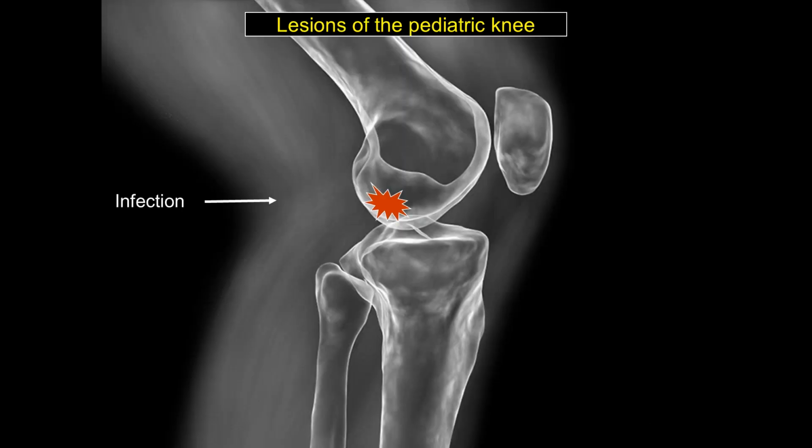Okay, this is going quite well and fast, I hope. Let's move on to infection, because that can occur also. And so when we do MR imaging of acute septic arthritis, this is the image that you should be looking at.